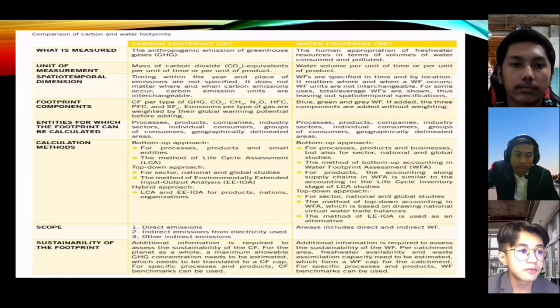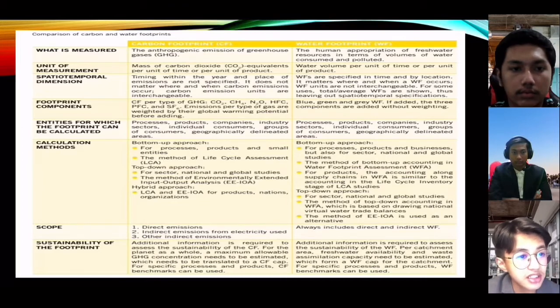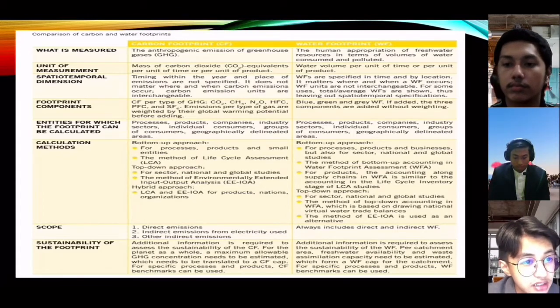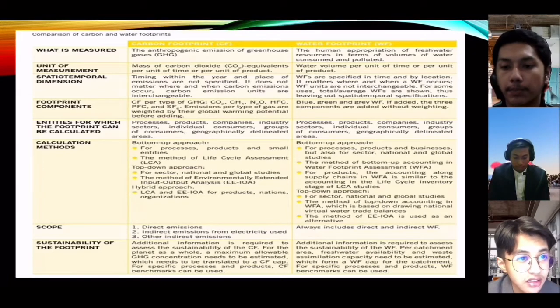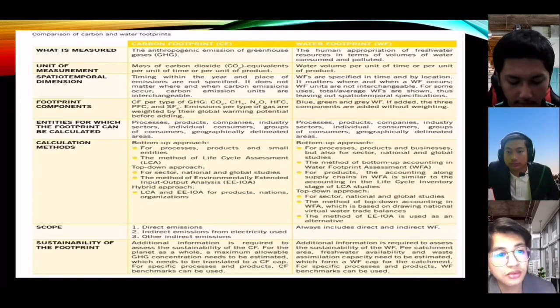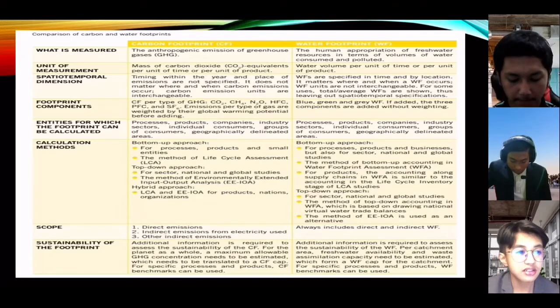Entities for which the footprint can be calculated. Carbon footprint: processes, product, company, industry, sector, individual, consumer, groups of consumers, geographically delineated areas. Water footprint: processes, product, company, industry, sector, individual, consumer, group of consumers, geographically delineated areas.